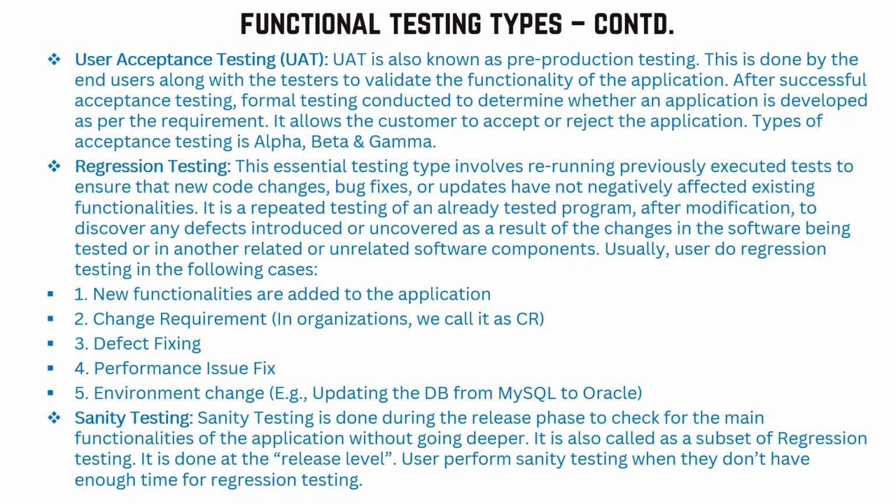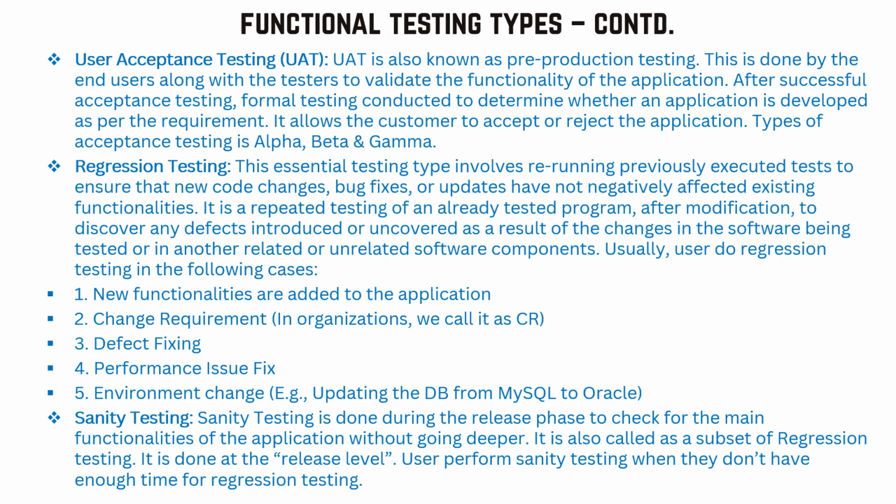Then once all testing is done, the user can go for UAT, or user acceptance testing. This is primarily done by the end user or the customer. UAT is also known as pre-production testing. It is done by the end user along with the tester to validate the functionality of the application. It is formal testing conducted to determine whether the application is developed as per the requirements or not. It allows the customer to accept or reject the application.